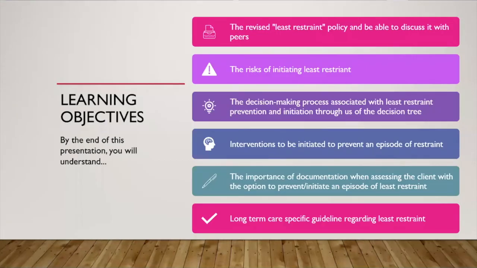Learning objectives. By the end of this presentation, you will understand the revised least restraint policy and be able to discuss it with your peers, the risks of initiating least restraint, the decision-making process associated with least restraint prevention and initiation through the use of the decision tree, interventions to be initiated to prevent an episode of restraint, the importance of documentation when assessing the client with the option to prevent or initiate an episode of least restraint, and lastly, long-term care specific guidelines regarding least restraint.